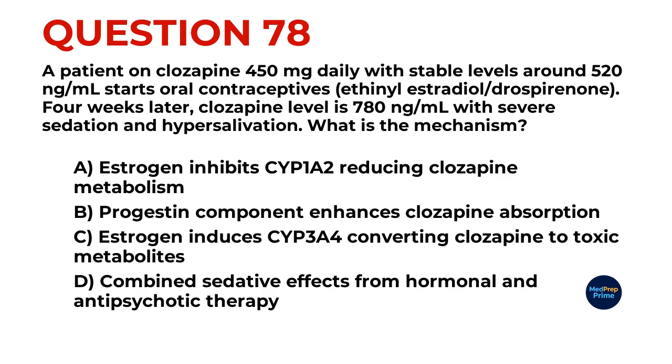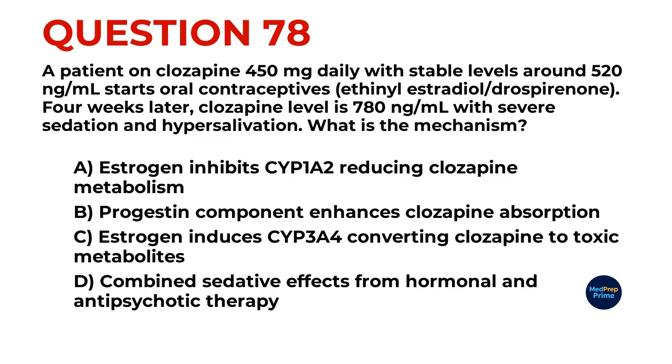A patient on clozapine 450 mg daily with stable levels around 520 nanograms per milliliter starts oral contraceptives, ethinyl estradiol, drospirenone. 4 weeks later, clozapine level is 780 nanograms per milliliter, with severe sedation and hypersalivation. What is the mechanism?